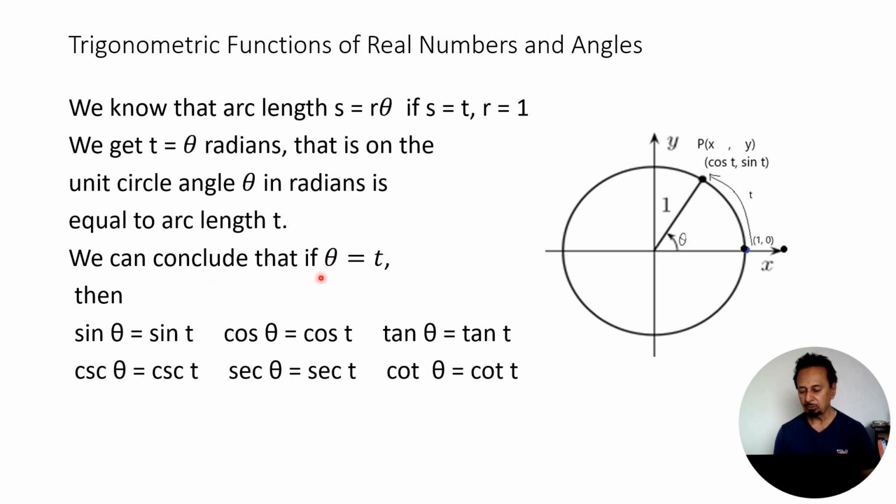So we can conclude that if theta equals t, then sine of theta equals sine of t. Cosine of theta is cosine of t, and tangent theta equals tangent of t. Cosecant of theta is cosecant of t, secant of theta is secant t, and cotangent theta equals cotangent t.